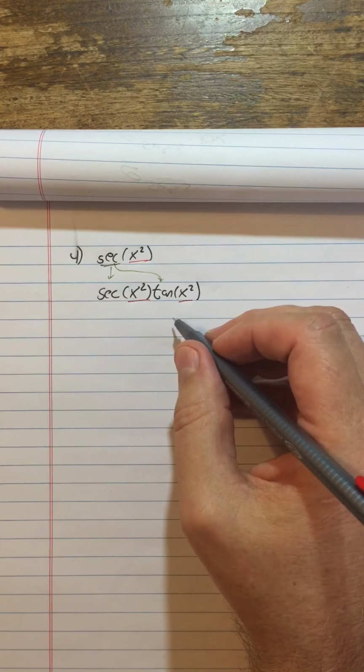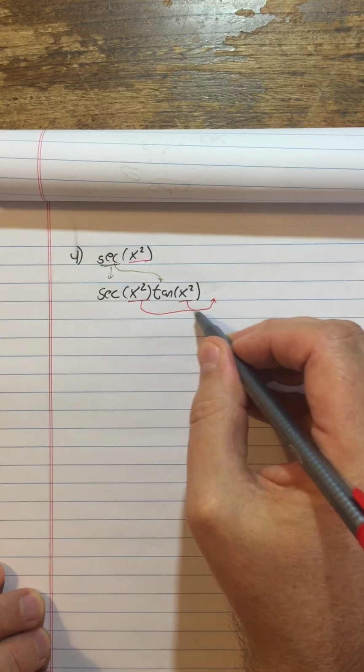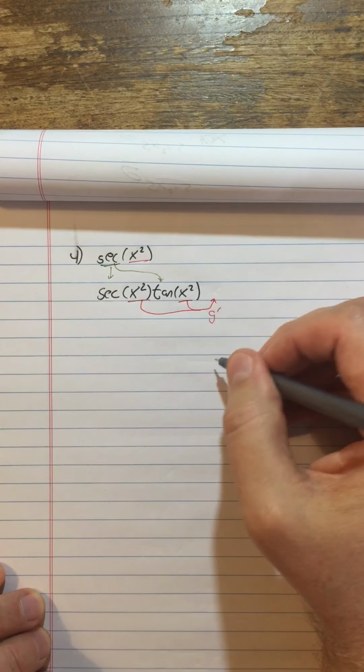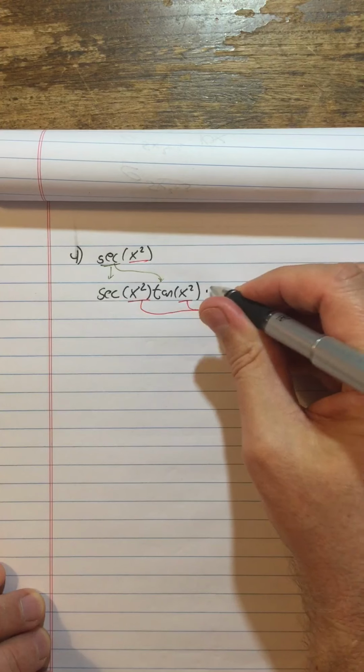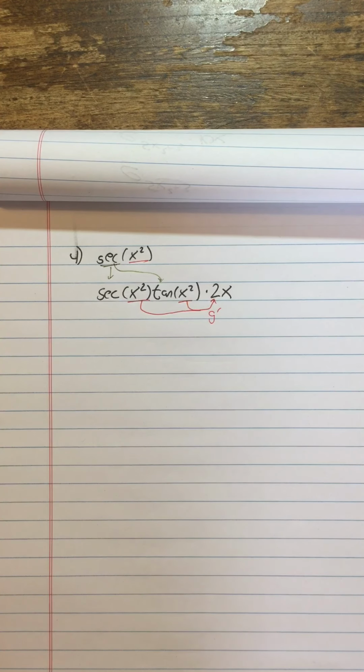Then I multiply by the derivative of the inside function. That derivative of the inside function is now written twice, but there's only one inside function. It is x squared, so I'm only going to go times 2x. I'm not going to multiply by the 2x twice or something. Okay, so there you go. That is applying the chain rule.